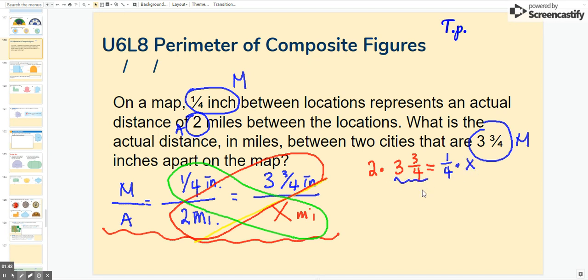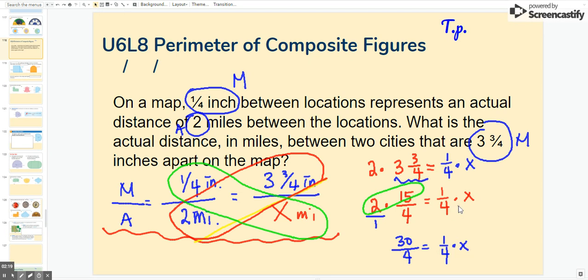Now we have a mixed number, so you need to change it to an improper fraction, which is 15/4. So it's going to be like this. And let's simplify this. 2 is going to be 2/1. You can multiply the top and divide by 4, or you can just simplify 2 and 4 first. Here I'm just going to multiply these first. 30/4 times 1/4 times x.